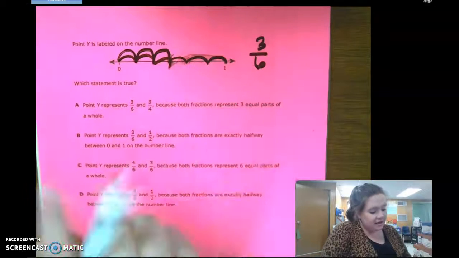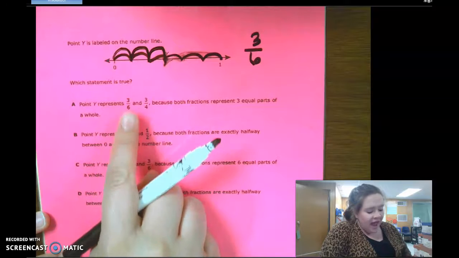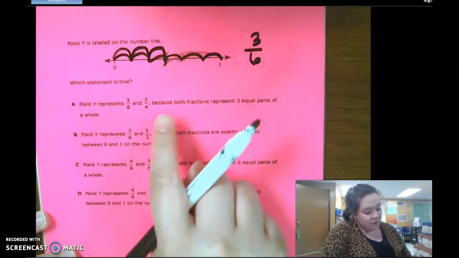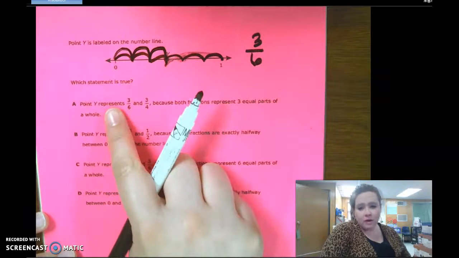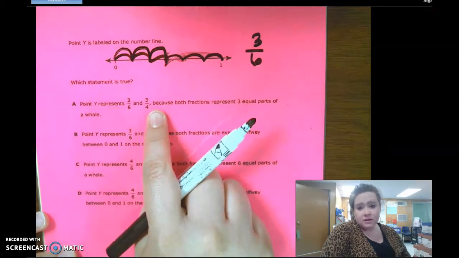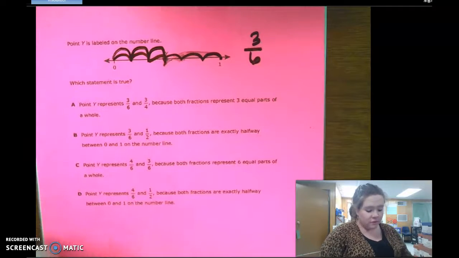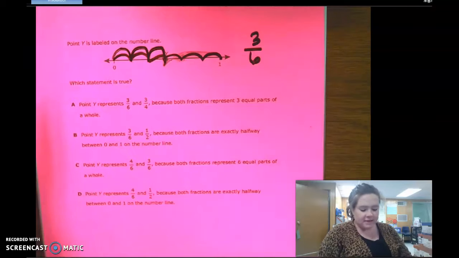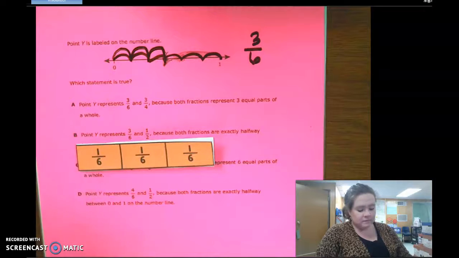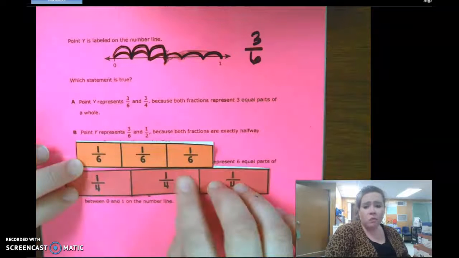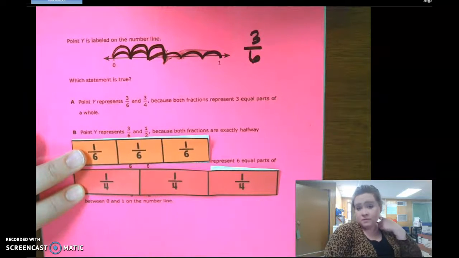So, which statement is true? Point Y represents 3/6 and 3/4 because both fractions represent 3 equal parts of a whole. Well, let me get out 3/6 and 3/4. Are those equivalent? No, they are not equivalent.